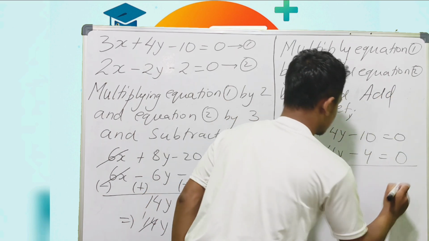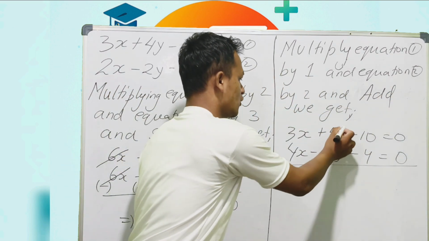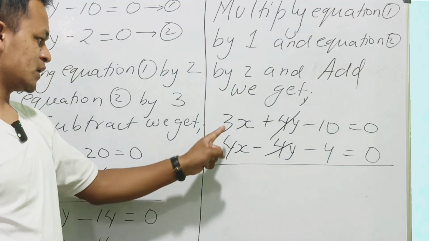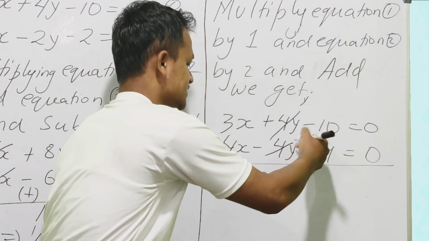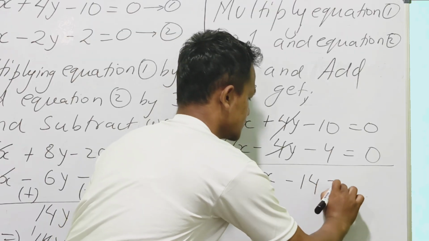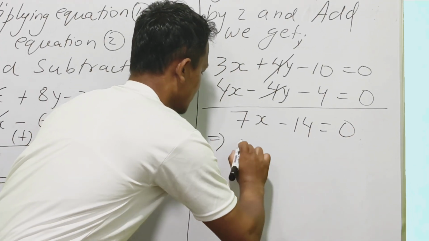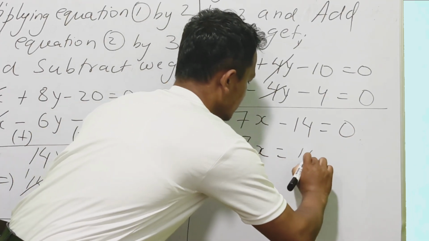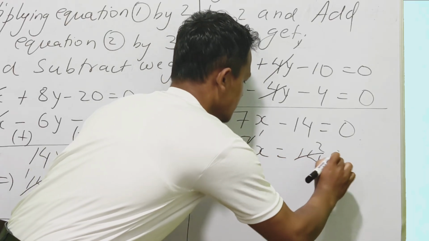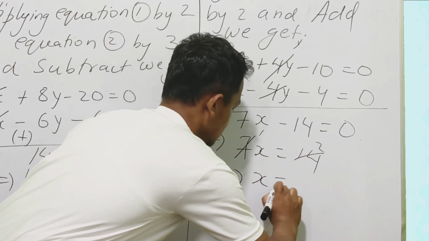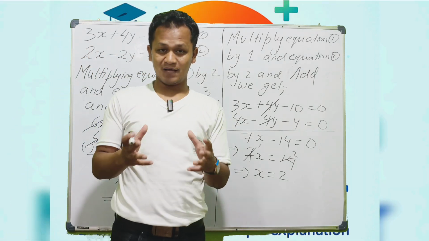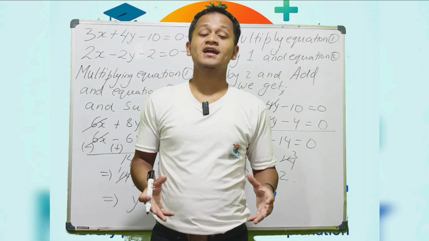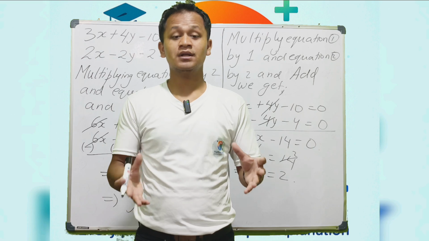If we add them together, the signs will not change. 4y minus 4y gives 0. 3 plus 4 gives 7x, and minus 10 minus 4 gives minus 14, which is equal to 0. Or you can write 7x is equal to 14, so we get x is equal to 2. That's how we get the values of x and y by using the elimination method.